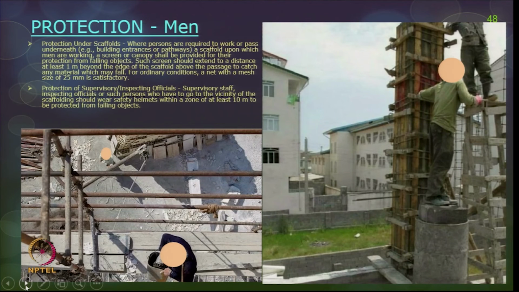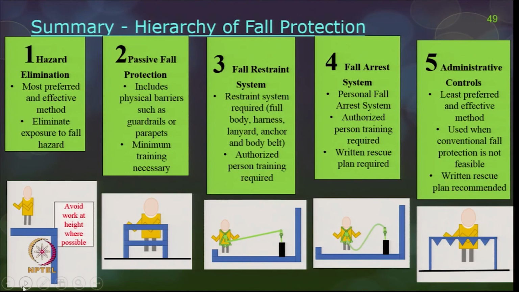Protection of supervisory or inspecting officials. The supervisory staff, inspecting officials or any person who has to go to the vicinity of the scaffold should wear a proper helmet or safety hard hat within a zone of at least 10 meters to be protected from falling objects. They also cannot go too close. So, they can be in the vicinity of 10 meters from the area where falling object hazards take place.